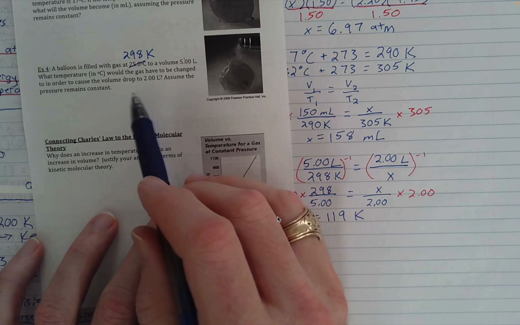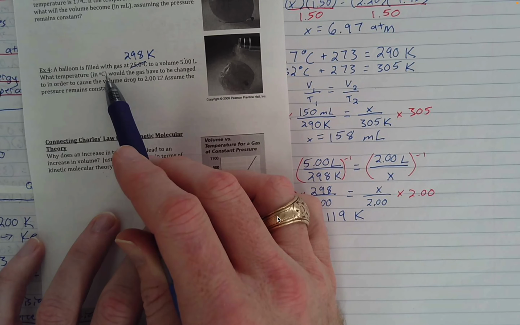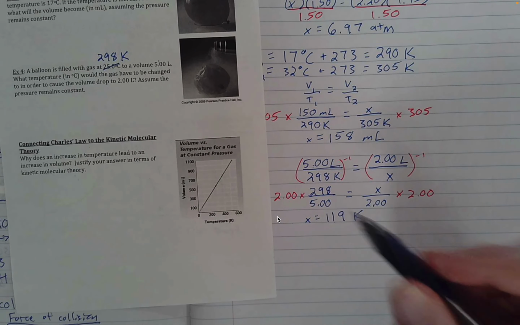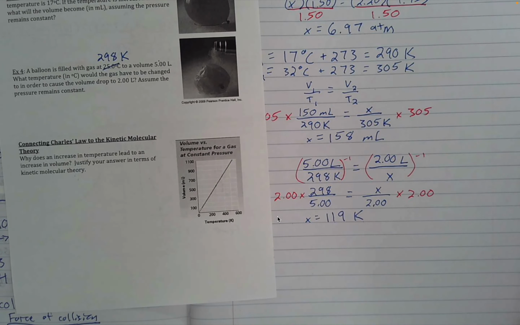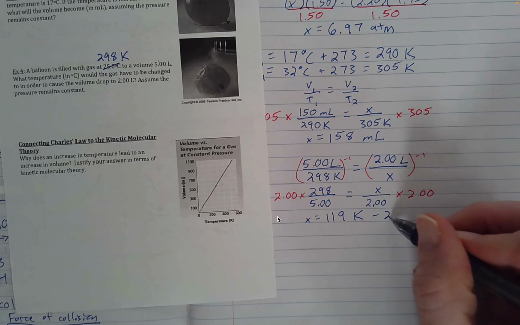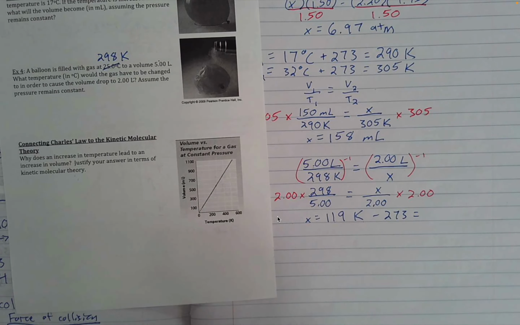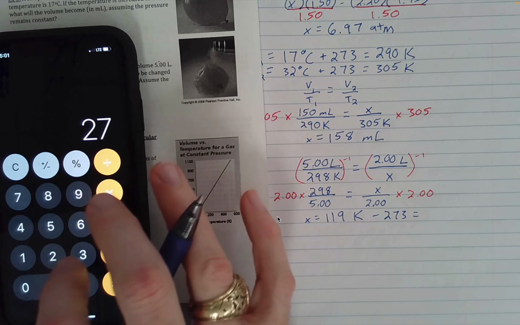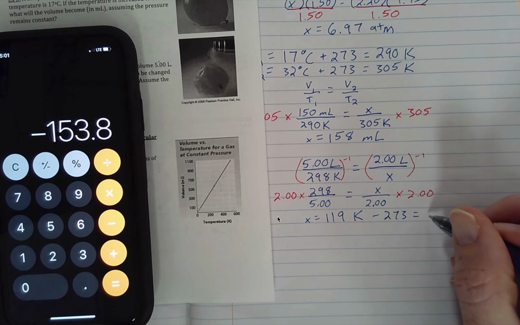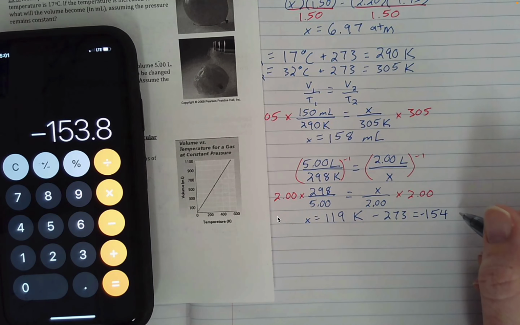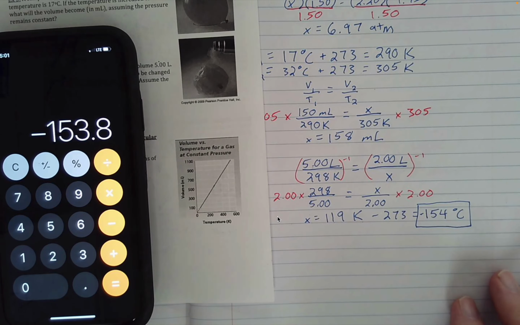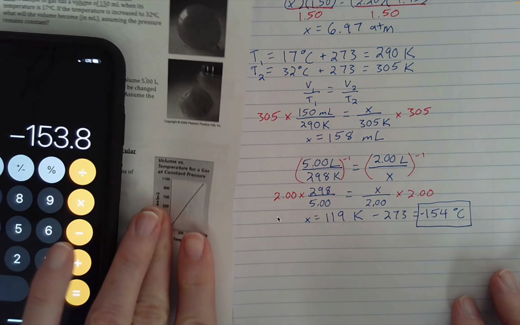So now it asks what temperature in Celsius. So now we have the Kelvin temperature, we need the Celsius temperature. So to get it from Kelvin into Celsius, we are going to subtract 273. So 119.2 subtracted by 273 will give us negative 154 degrees Celsius. And that's the right answer. Okay, so that was a lot of fun.